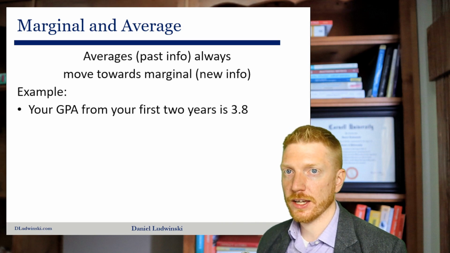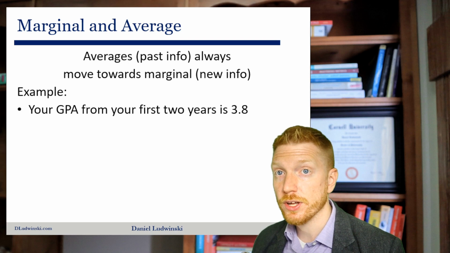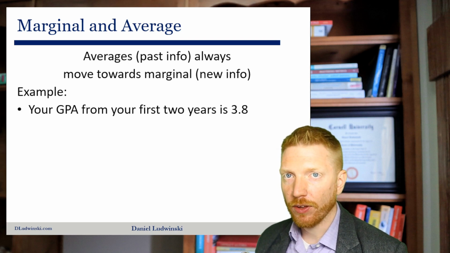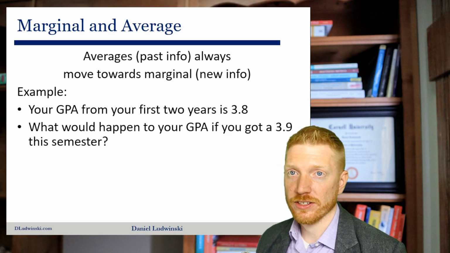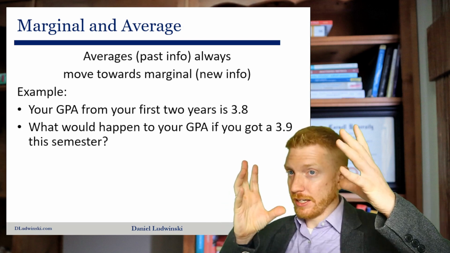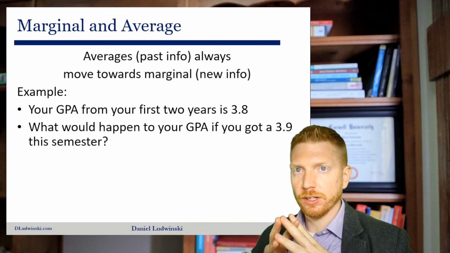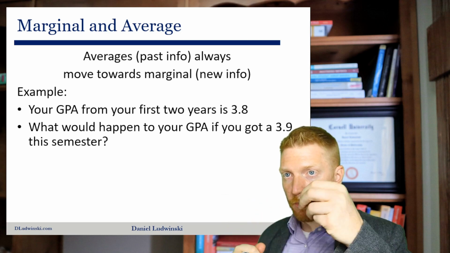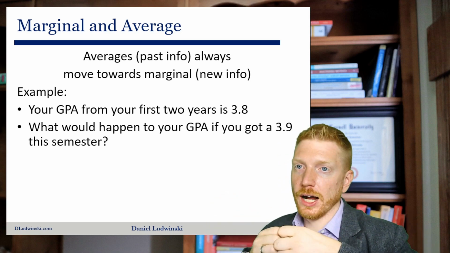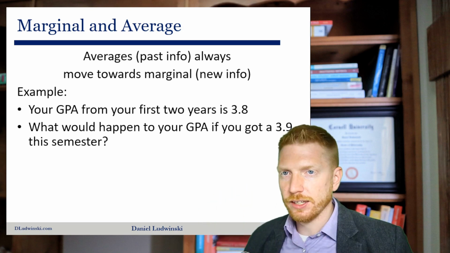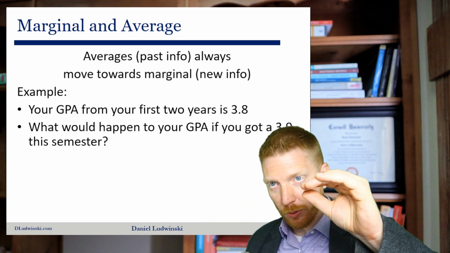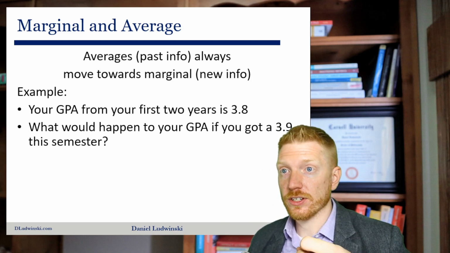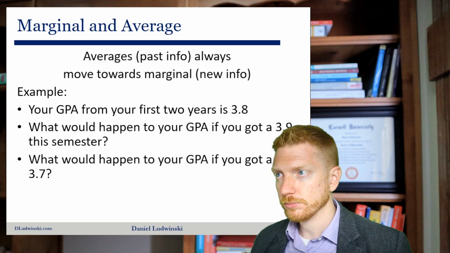For example, let's say your GPA for your first 2 years in college is 3.8. What would happen to your GPA if you got a 3.9 this semester? So your past average, your past performance, your GPA is that 3.8, right? And your current, the marginal, is this semester's 3.9. And I hope that in looking at the example, you realize that the 3.9 is going to be pulling your GPA up, illustrating that averages are moving towards marginals.